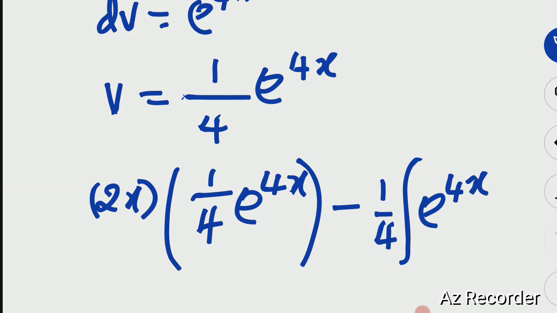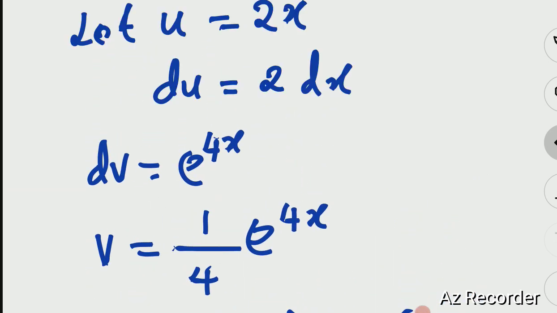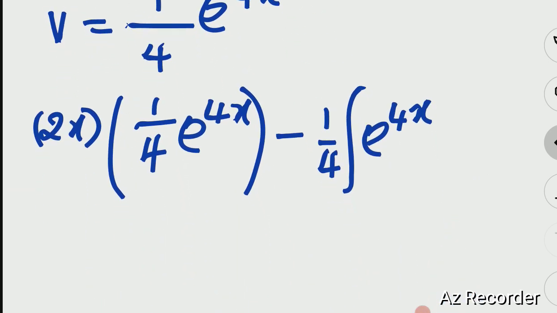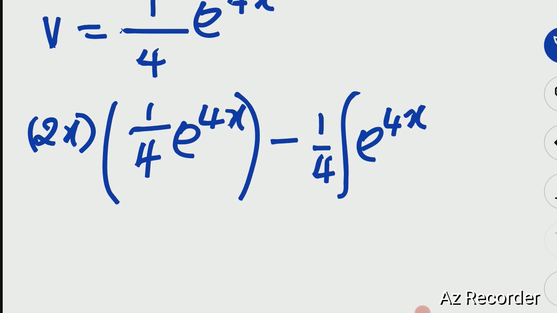Where is our du? Our du is 2 dx, so times 2 dx. Again that 2 can be factored out, so I put the 2 out, dx. Again 2 on 4 is half, so instead of writing this I'll put just a half. That's it. So the rest now is just to simplify and integrate.